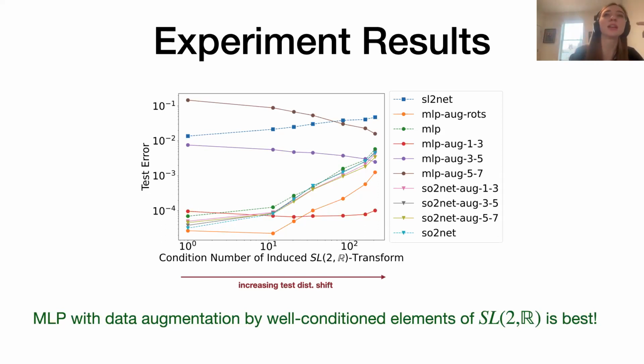The SL2 net is the second worst, this blue line. So the lack of universality really does seem to be having an effect, whether it's that or in addition something else, but it's not performing super well. We see that across all of these levels, the most robust method for SL2R distributions is just a regular MLP with data augmentation. So this is a surprising result to us.